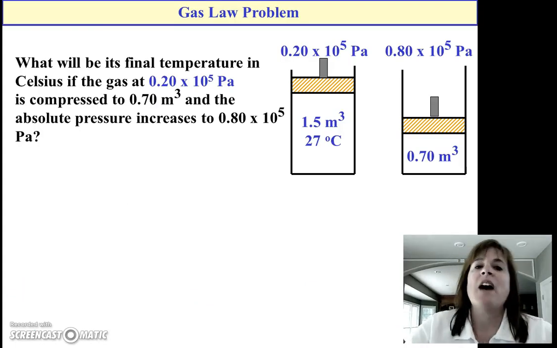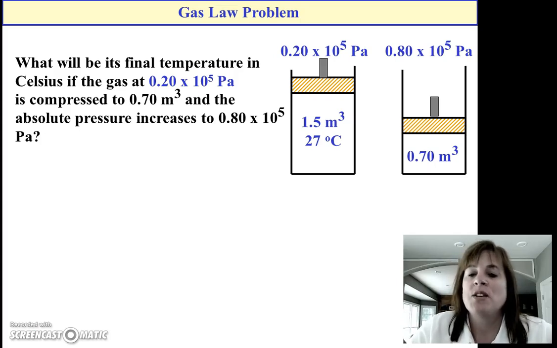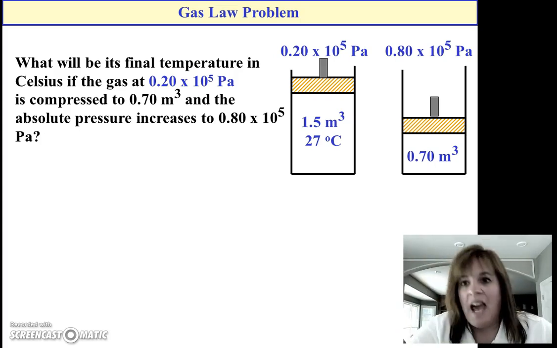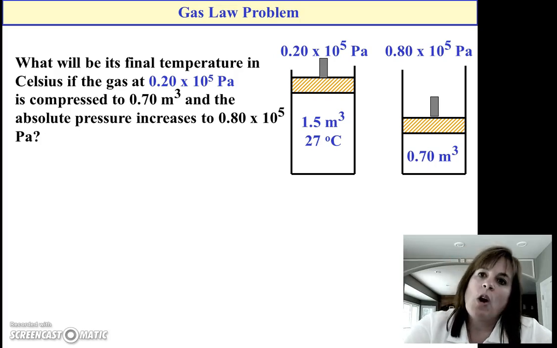I want to know about the final temperature of this gas if in my initial conditions I have 1.5 meters cubed volume of a gas at 27 degrees Celsius when it's under a pressure of 0.2 times 10 to the 5th pascals. And then I'm going to squeeze the gas till the volume decreases to 0.7 meters cubed and the pressure has gone up to 0.8 times 10 to the 5th pascals.